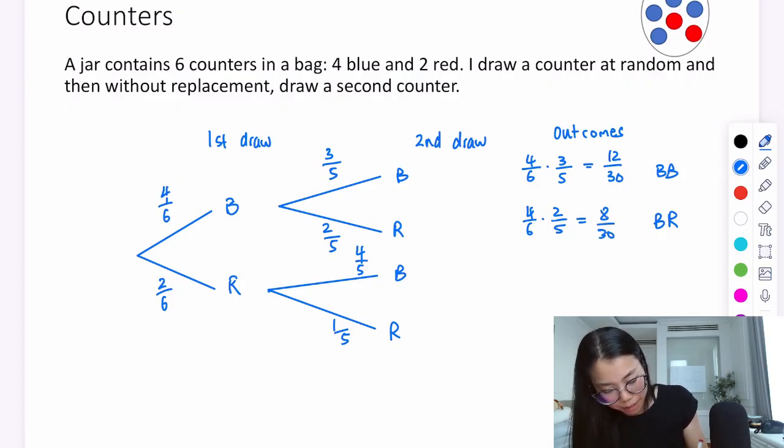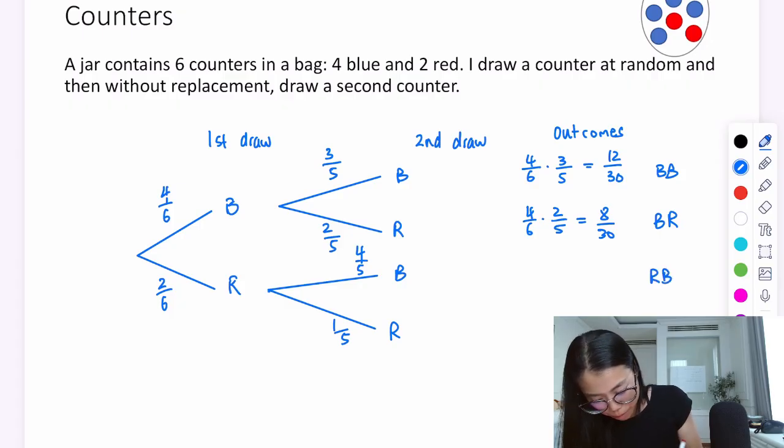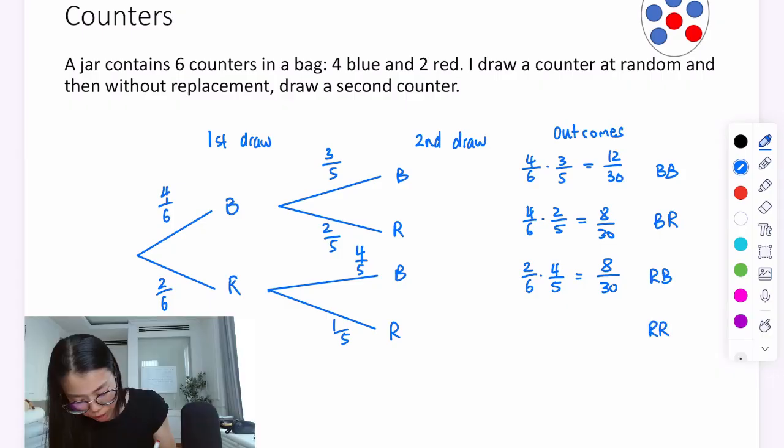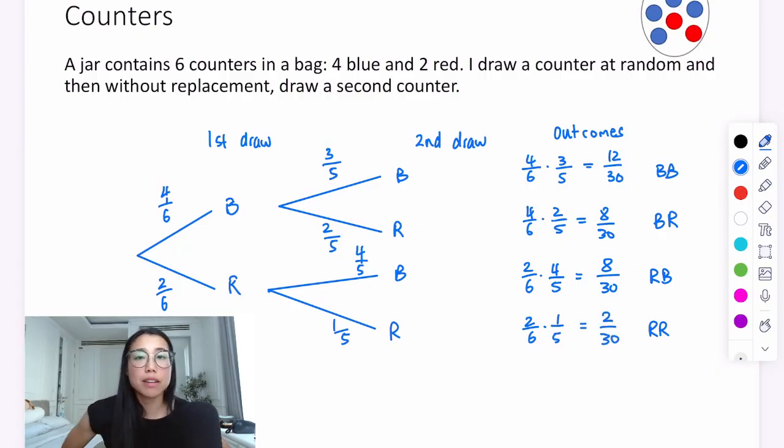We could have red followed by blue. And again, we multiply across the branches of the tree diagram, giving us another outcome of 8 out of 30. And then finally, what's the likelihood of drawing red followed by red? That's 2 out of 6 times 1 out of 5, which is 2 out of 30. And if we sum all of these probabilities, notice that they do add up to 1. So let's now link this to a discrete random variable or a discrete probability distribution function.